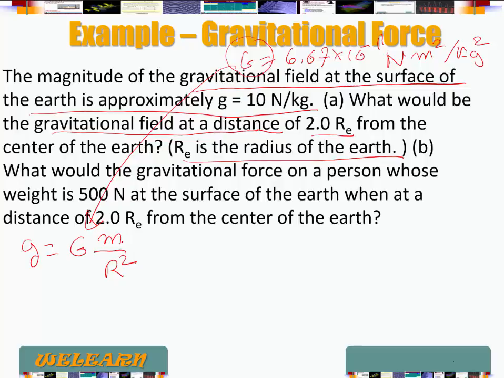M would be the mass of the planet that's responsible for g, and R is the distance from the center of that planet. So this 10 newtons per kilogram is at the surface of the Earth. So that one corresponds to G times the mass of the Earth over RE squared. This is what's equal to 10 newtons per kilogram.